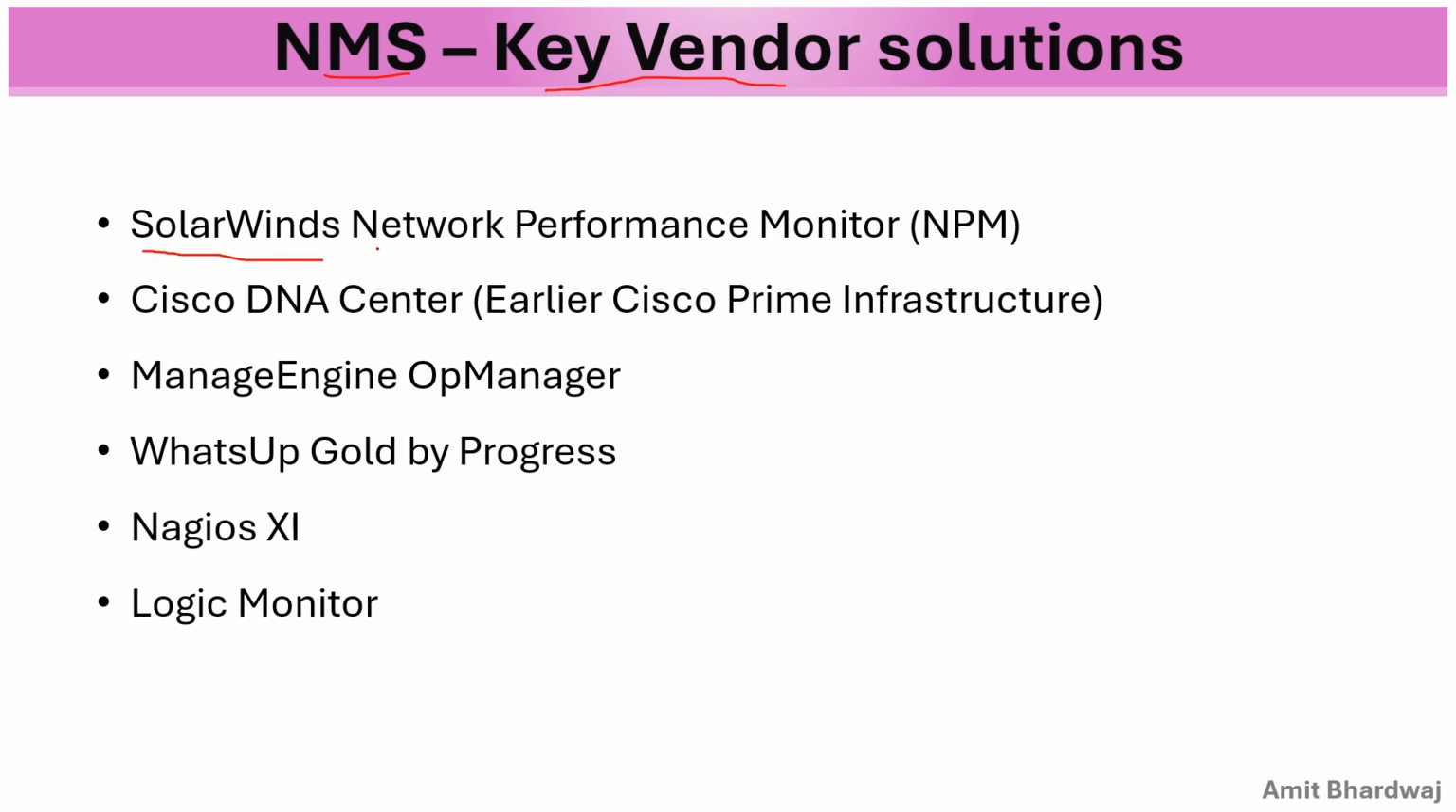For example, SolarWinds is providing NPM as the NMS, which is Network Performance Monitor. Cisco's DNA Center, again an NMS, which was earlier called the Cisco Prime Infrastructure. Next is the ManageEngine OpManager, WhatsUp Gold by Progress, Nagios, and LogicMonitor.